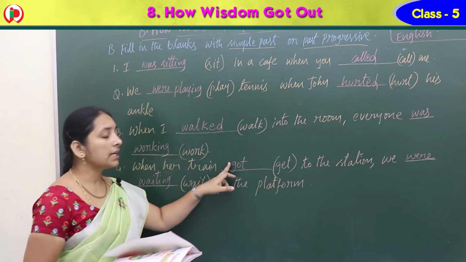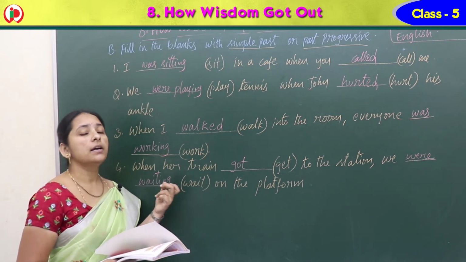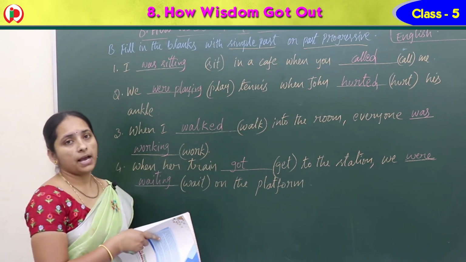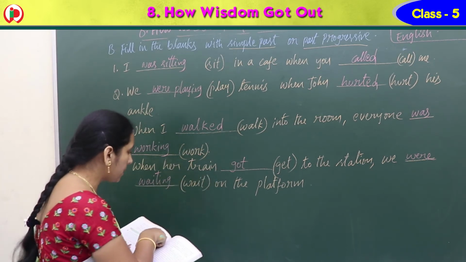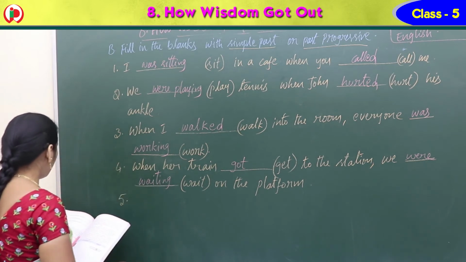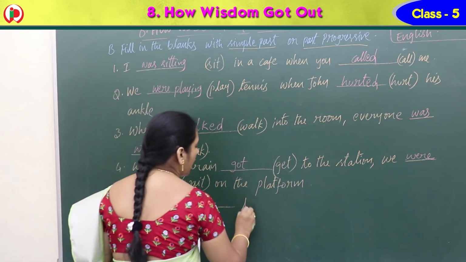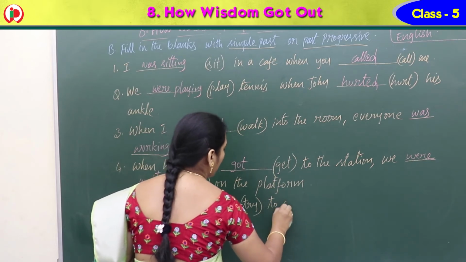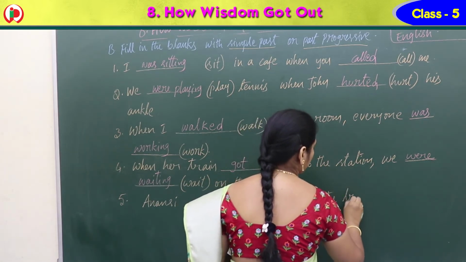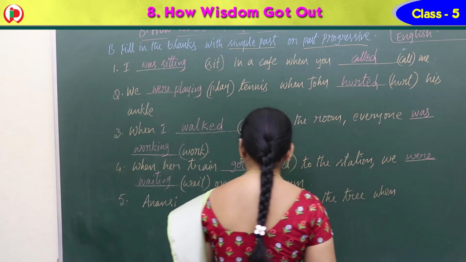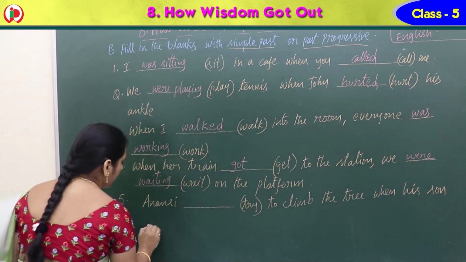So here, before the train came, they were waiting, and later also. So that's why this is a long time. For this we should write past progressive, and this is simple past. Okay. While we were waiting, the train came. That's why this should be simple past, and this should be past progressive. And see the next one: Anansi dash try to climb the tree when his son dash laugh.